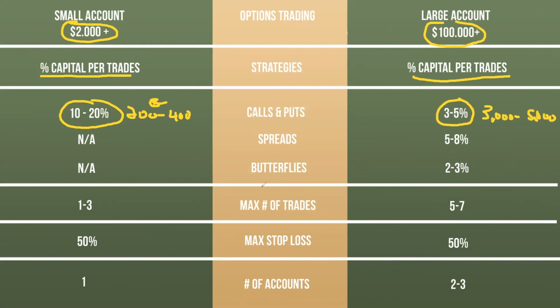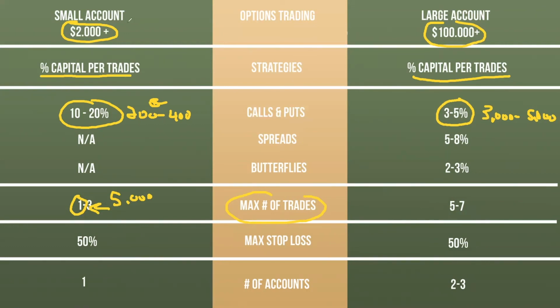Now, getting back to it, max number of trades: 1 to 3. Unless you get above $5,000, you're staying with one trade. If you get over $5,000, then you could be looking at multiple trades. But focus on one trade at a time until you grow that $2,000 account to over $5,000. That's critical, guys. $2,000 account, one trade at a time.